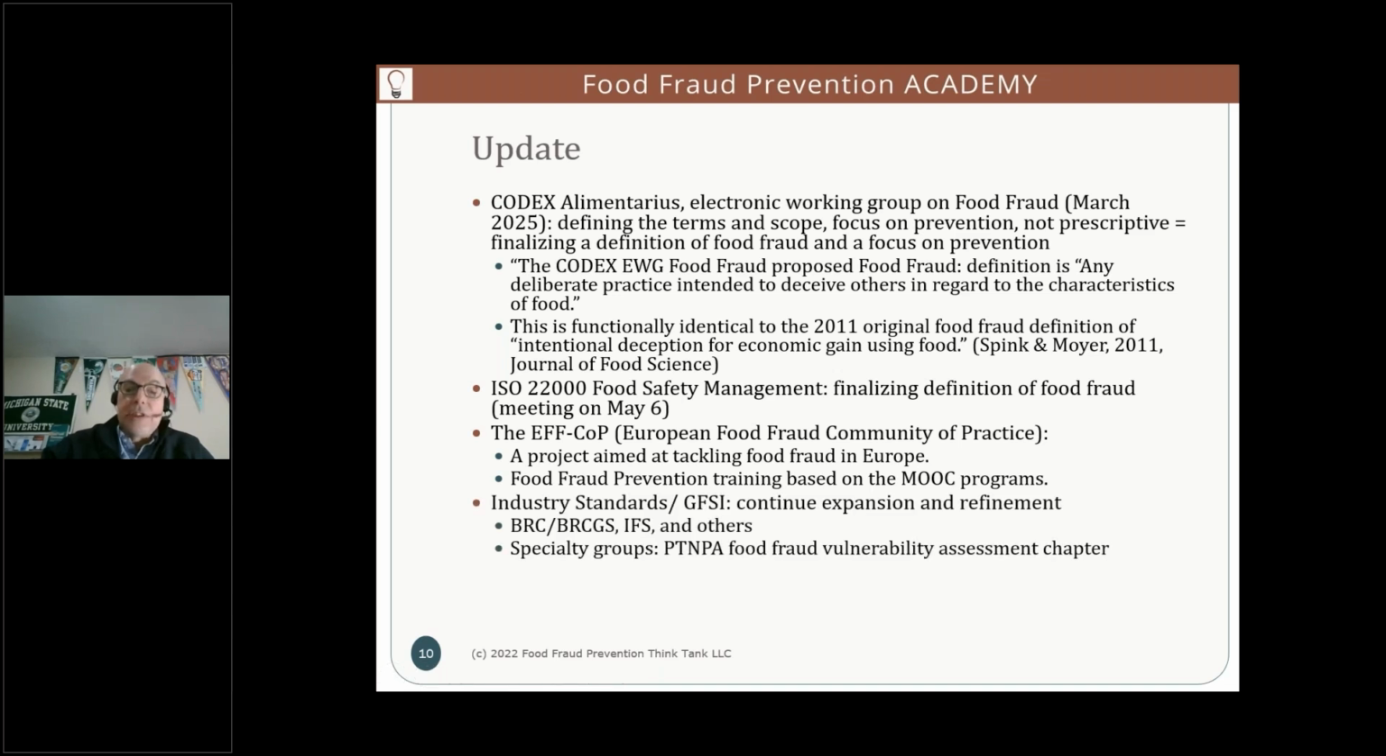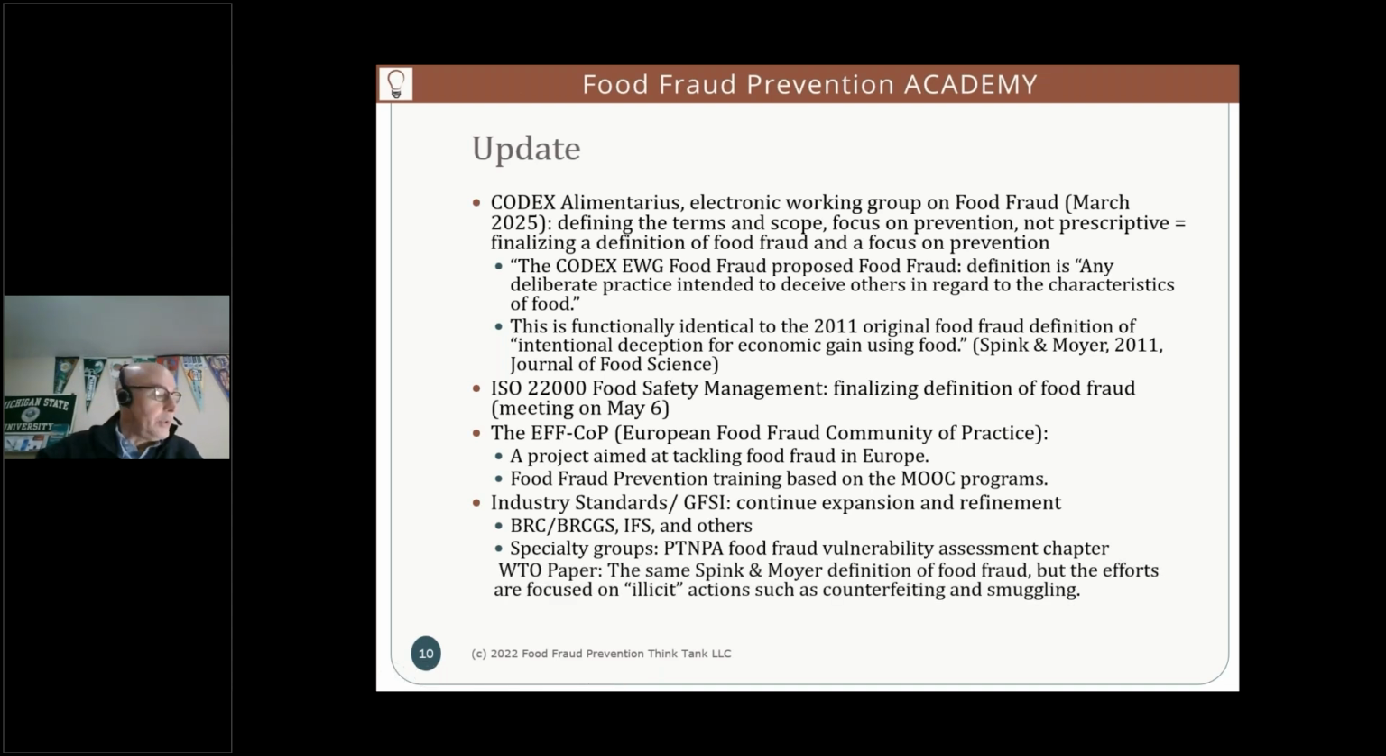In industry, we definitely see the GFSI type standards expanding. BRC, IFS, and others have new vulnerability assessment guidance, either coming out or soon to come out. We see specialty groups like the Peanut and Tree Nut Producers Association. They asked me, and I presented a food fraud vulnerability assessment chapter, giving direct recommendations for their industry. So again, food fraud is really coming, and it's important, and it's going to be more significant for you.